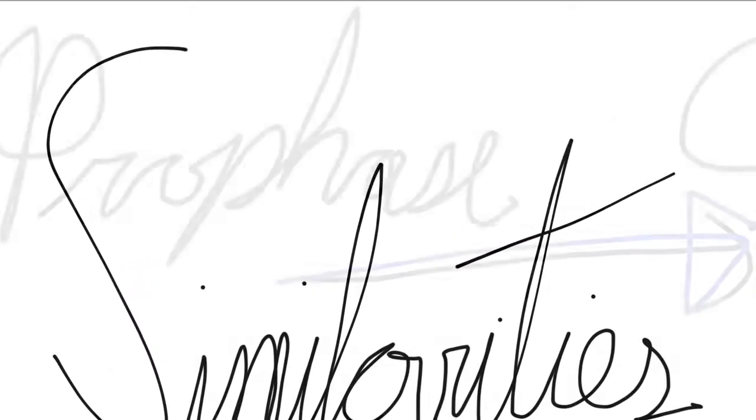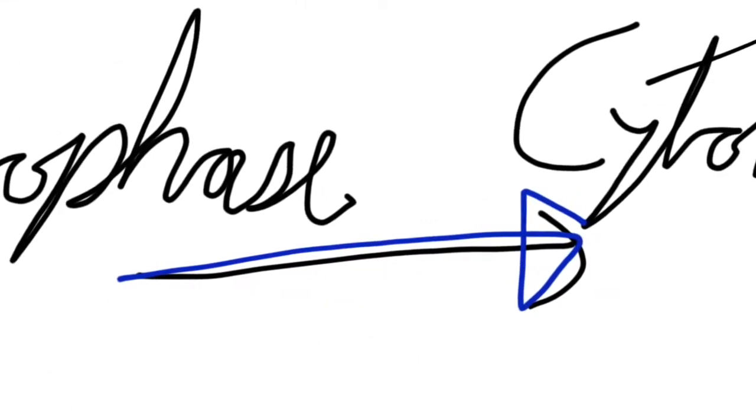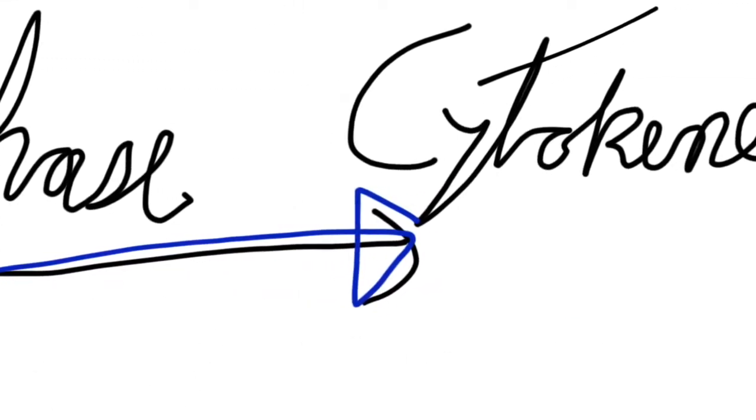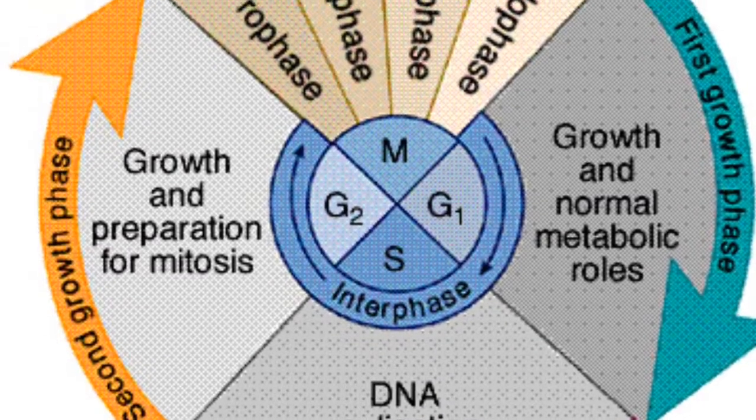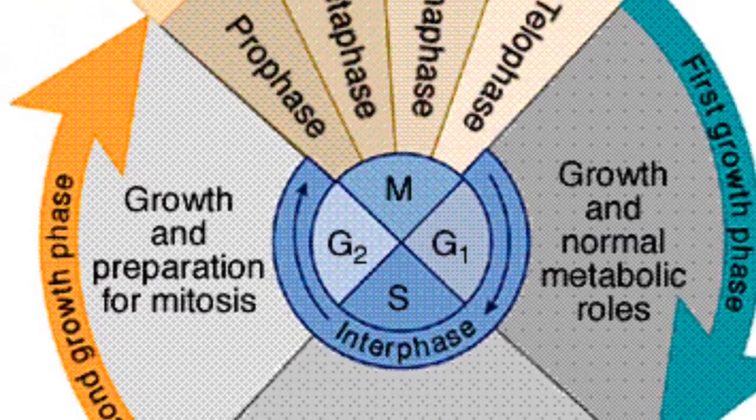Similarities. Both mitosis and meiosis have prophase through cytokinesis. Cancer growth can be caused in both mitosis and meiosis. They both have G1, S, and G2.